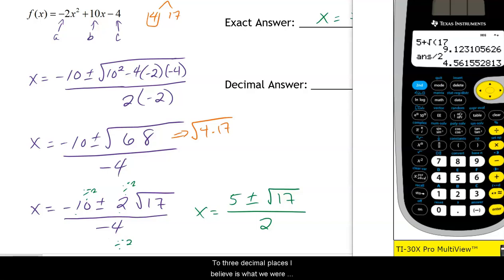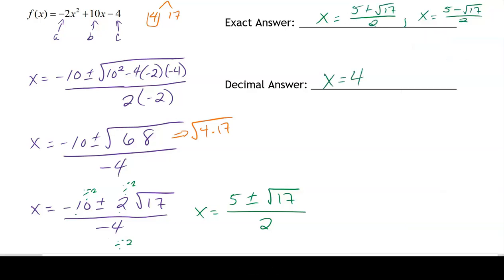So to 3 decimal places, I believe, is what we were rounding to earlier. That would be 5, 6, and that 5 there will round that up to a 2. So x would equal 4.652.